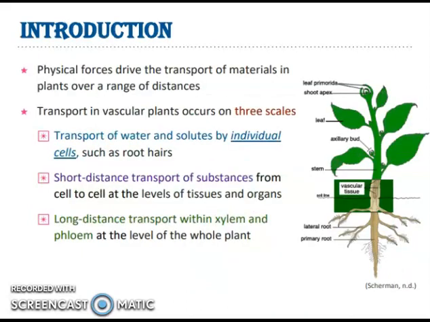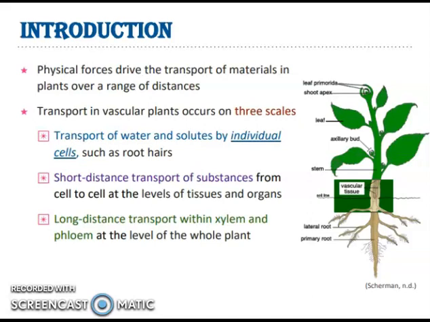We will continue our lecture with this slide, an overview of the first part of chapter 11, the introduction to this chapter. Physical forces drive the transport of materials in the plant over a range of distances. Physical forces here, for example a pressure factor, can cause the translocation of materials, for example nutrients, minerals and water molecules, to be transported inside the plant tissue.